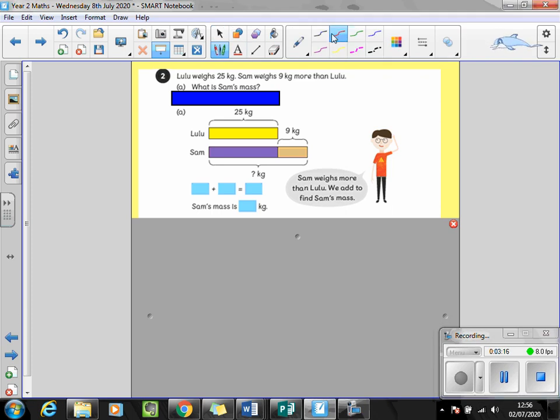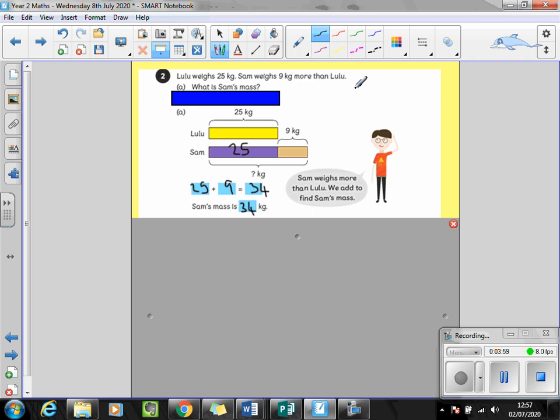Now, we should notice that we already know that the weight of Sam here is 25, because looking at the bar model it is exactly the same as Lulu's, okay? And we also know that Sam weighs 9 kilograms more than Lulu, so we have to take Lulu's original weight and add on the 9 kilograms. So our calculation would be 25 kilograms plus the 9 kilograms, giving us the answer 34 kilograms. So we can say that Sam's mass is 34 kilograms.